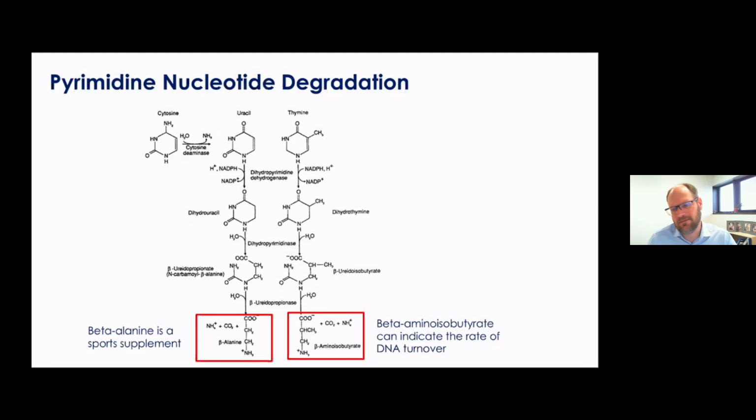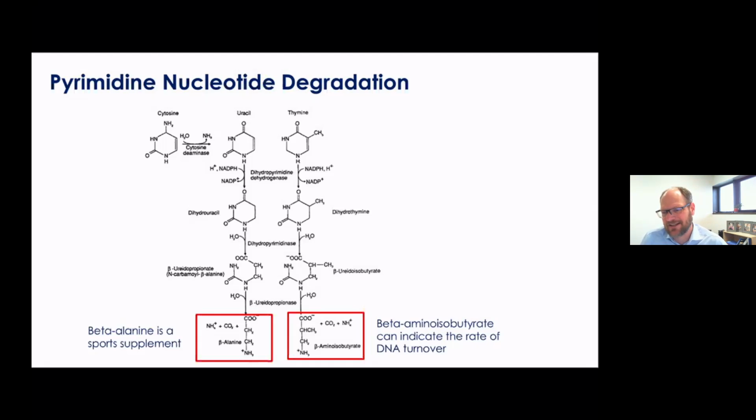Thymidine follows a really similar pathway. It also uses the same enzyme, dihydropyrimidine dehydrogenase, and reduces thymidine into a dihydrothymidine molecule. It has a different end product, which is beta aminoisobutyrate. Beta alanine is the endpoint from the uracil degradation pathway.